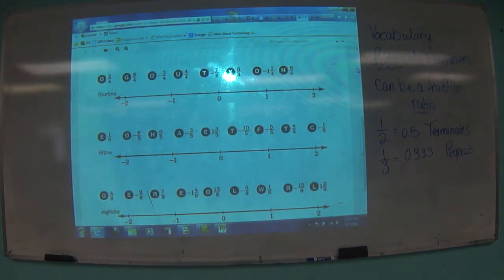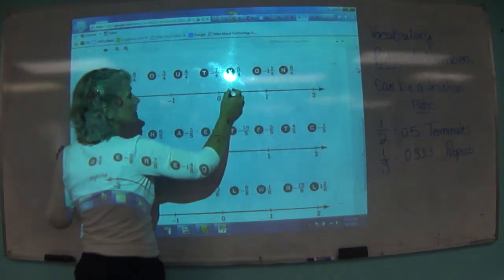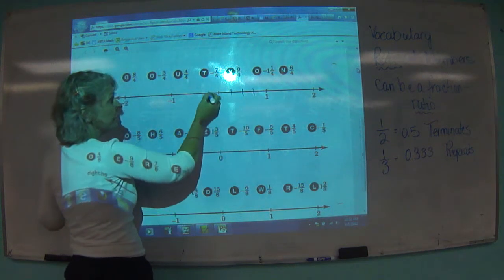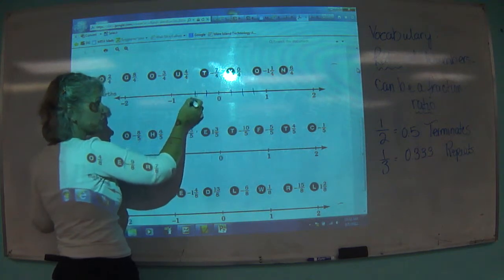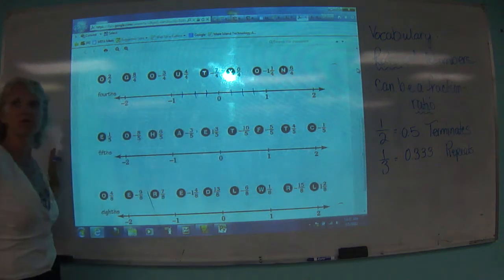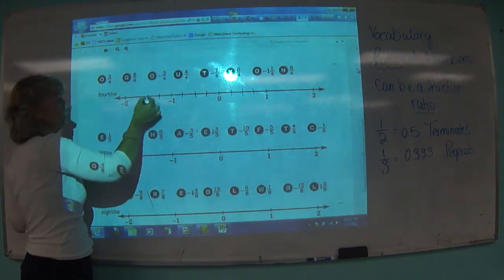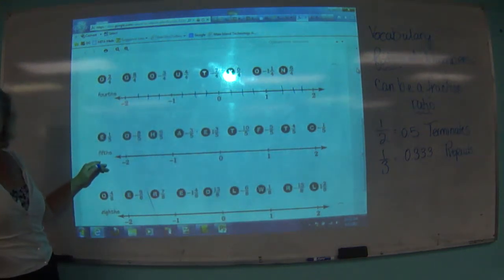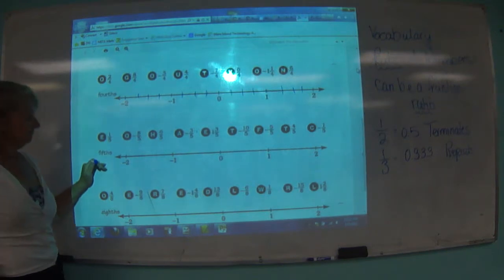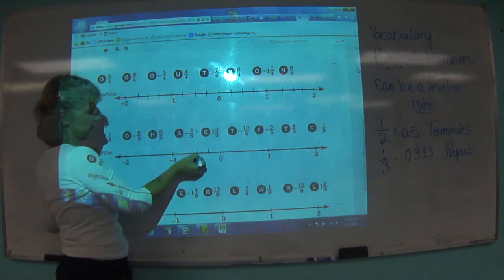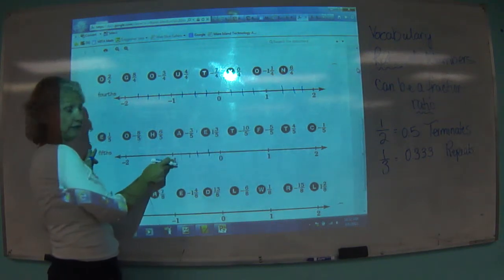So fourths, how many lines are you going to have in between? You have 0, 1/4, 2/4, 3/4, 4/4 is a whole. Negative 1/4, negative 2/4, negative 3/4, negative 4/4. So 3 lines in between on fourths. Okay? Fifths, how many do you think is going to go in between? 4, because we're going to make 5. So fifths, negative 1/5, negative 2/5, negative 3/5, negative 4/5, negative 5/5.